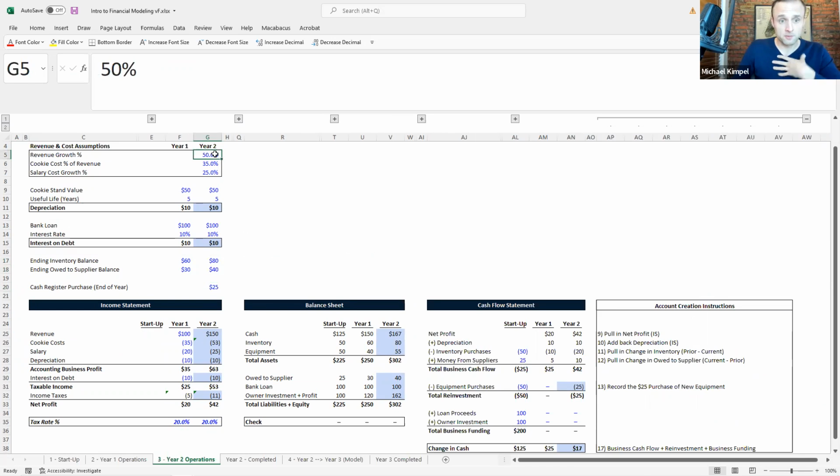But let's imagine the boss comes back in and says, okay, I get it. We're growing at 50%, but what happens if the business grows at 60% next year? Well, we can plug that in here now, and I can see all the numbers move.